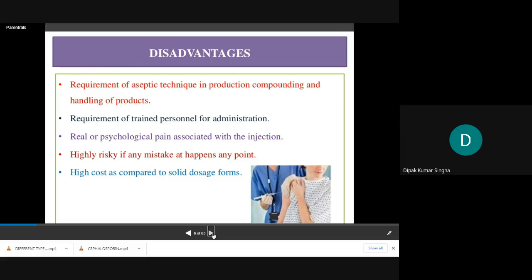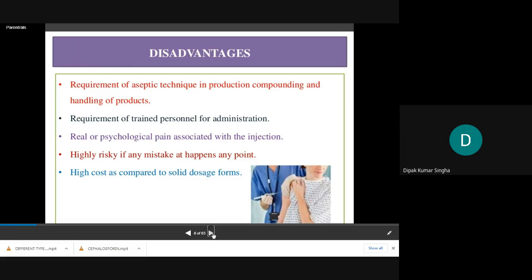There is also real and psychological pain associated with the injection, but when you take a tablet or capsule, there is no psychological problem. And there are high risks if any mistake happens at any point. When you administer, suppose you cannot remove the air, there is a chance of air embolism and the patient can die. Another is intramuscular or intravenous administration, where there is a problem if it is not given correctly, so there are some risks.